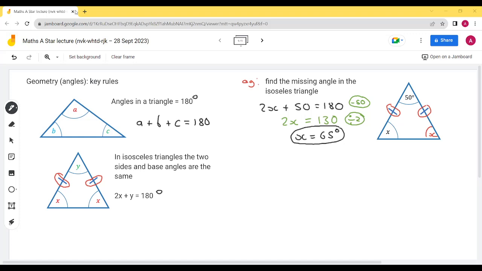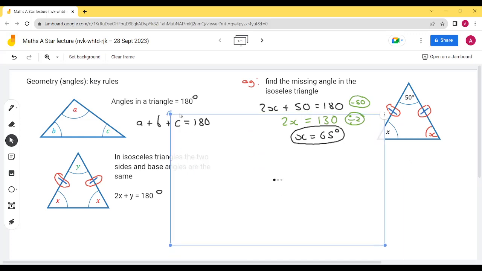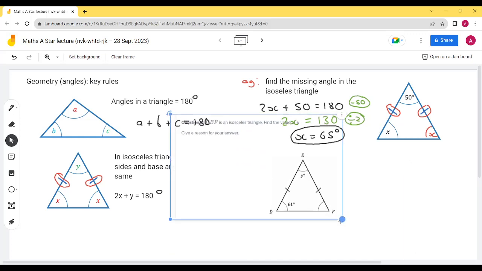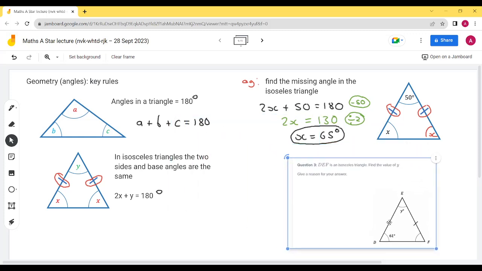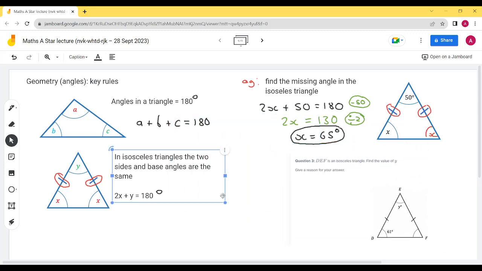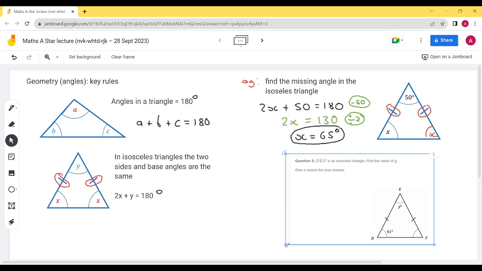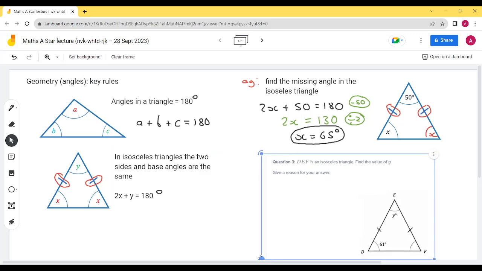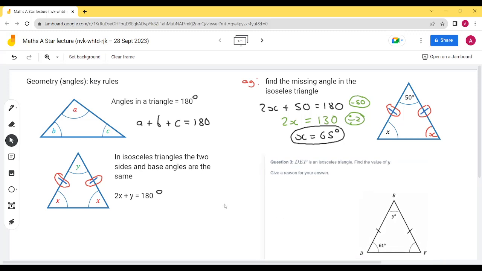All right. We've got one more example here because you could get an isosceles triangle where you're given one of the base angles, but basically you can solve it in a similar way, though the other way around. So you see we've got an example here. I'm going to pull this to the bottom. So we've got here DEF is an isosceles triangle, and you need to find the value of y. Give a reason for your answer.